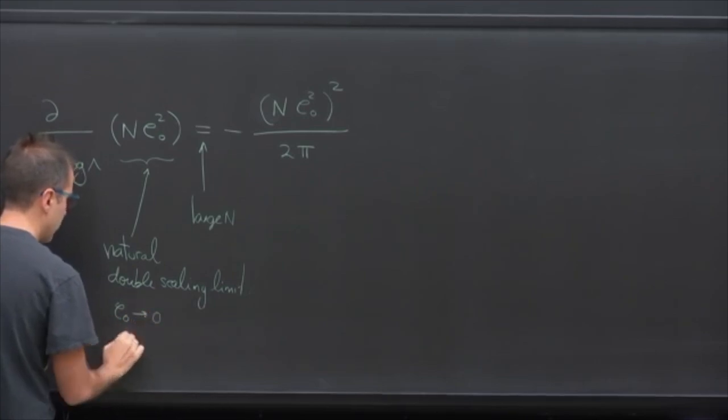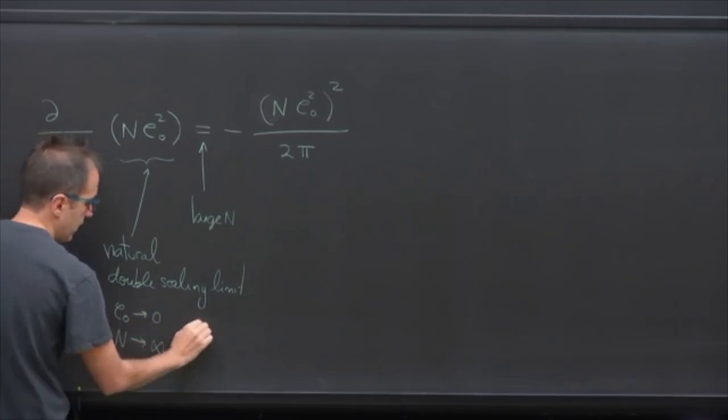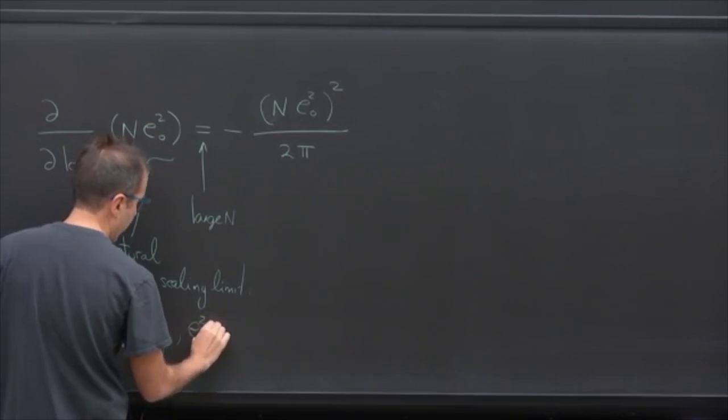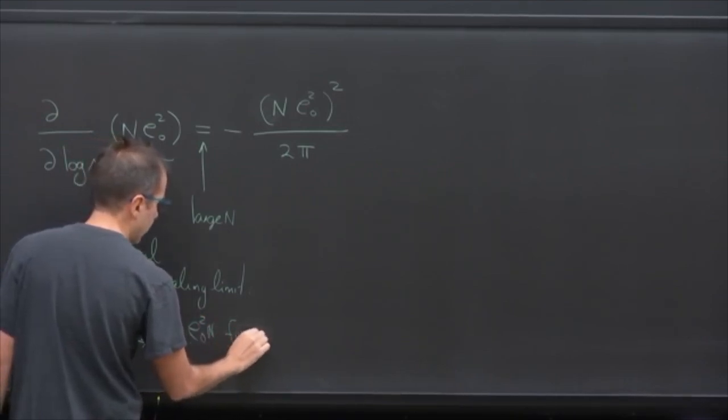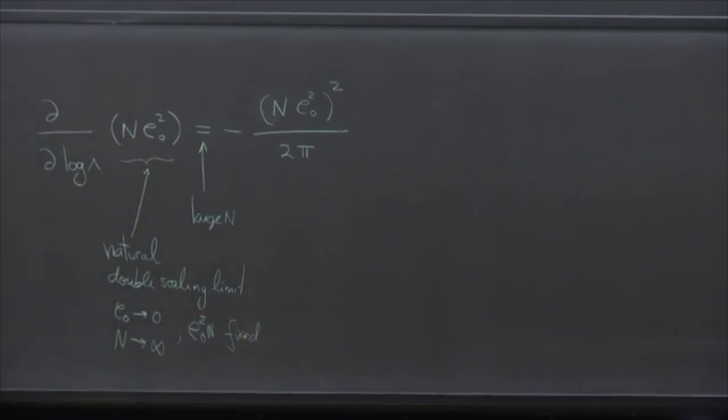E0 would go to 0, n would go to infinity, and E0 squared n is held fixed. This is what is natural, because if I start with this limit of large n and E0 small at some energy scale, and then I zoom out, I get that it preserves this limit, right? It evolves nicely with constants of order 1.